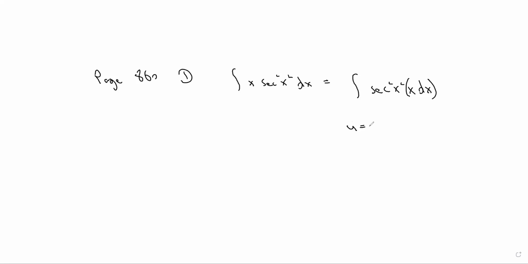So u is x squared. u is just whatever is sitting inside the trig function. So du is equal to, so the derivative of x squared is 2x dx. So this is good news because we do have an x dx in our original integral. We just need a 2 in there. So as per usual, just stick a 2 in there and offset it by a 1/2 outside the integral.